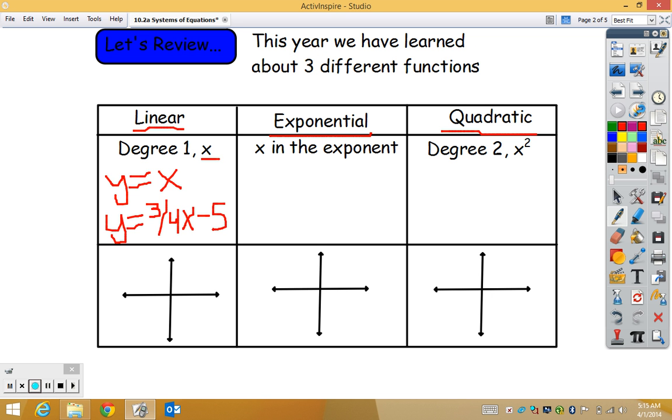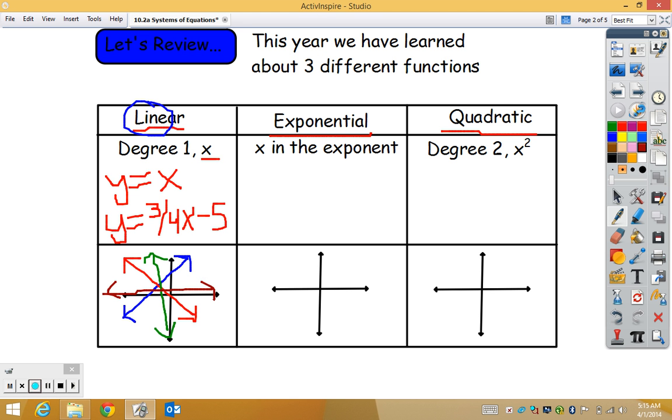Those are all linear. Well, linear has that root word line, so it is a line, and lines can go up, lines can go downwards, and we also have vertical lines, or we have horizontal lines.